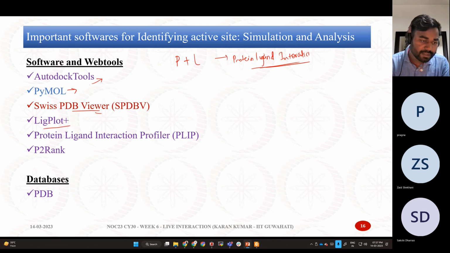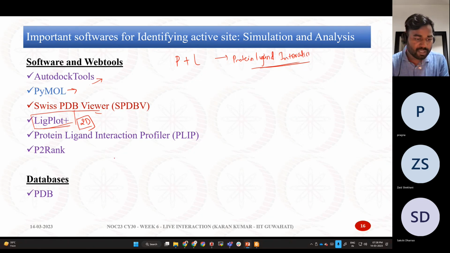LigPlot+ is software you use when you have performed the docking and want to understand which amino acids are interacting with your ligand molecule. You can visualize that using LigPlot+, and you will get it in a 2D plot, a 2D representation. I will show you all of this as a kind of demo.